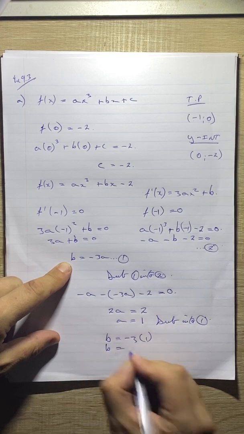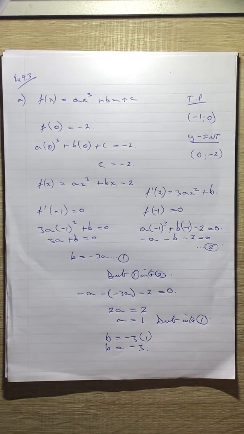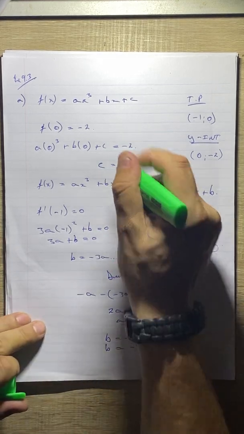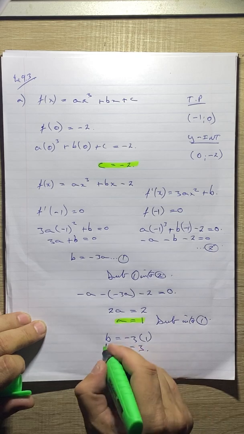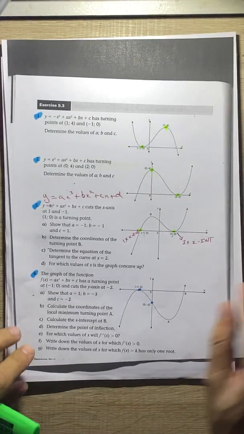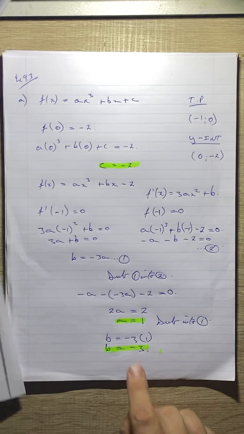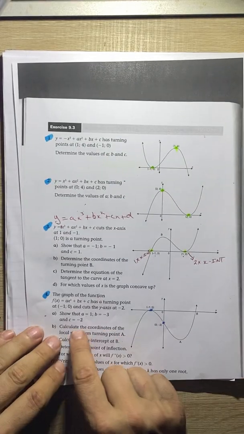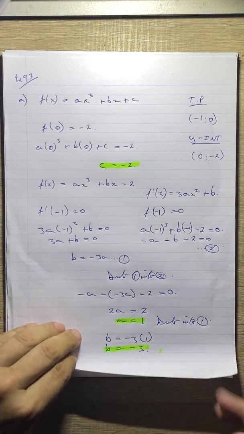So b is equal to minus 3. All right, guys. So what I've got here is I've got my C value, I've got my A value, and I've got the B value. So let's just double check here. They said show that A is 1. So our A is 1. B is minus 3. And then C is minus 2. Okay.